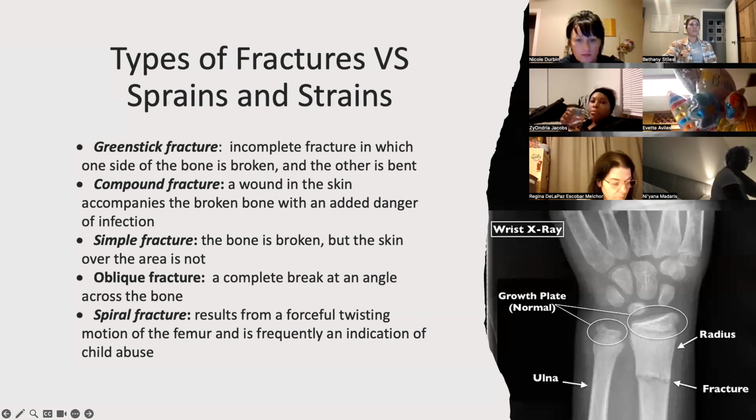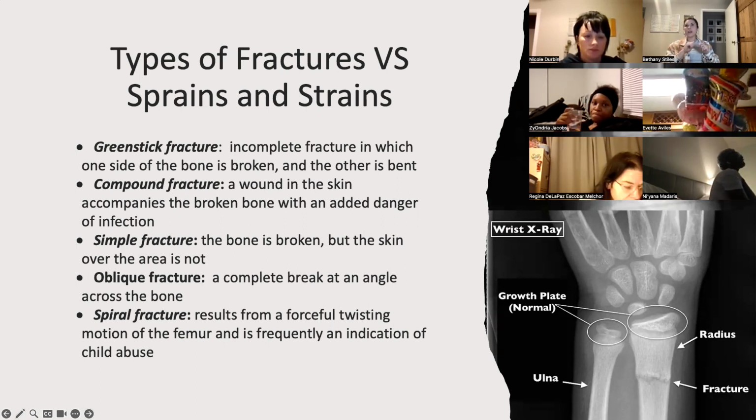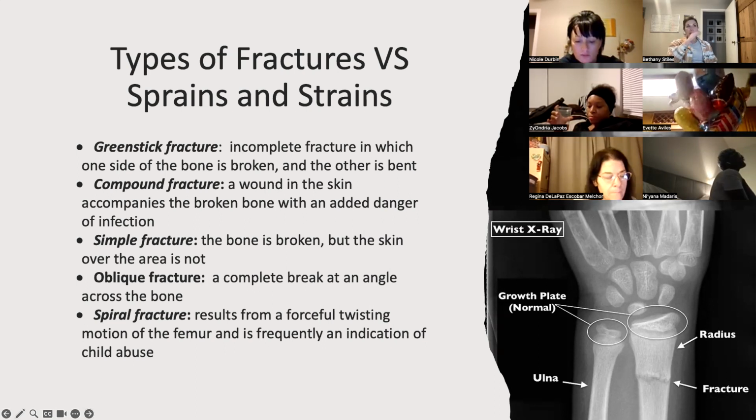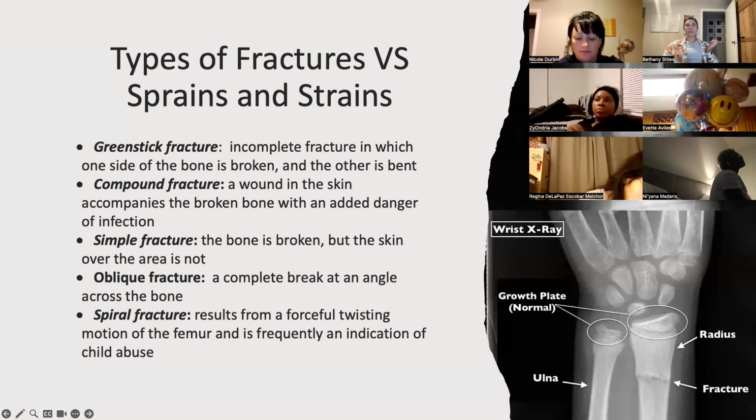So the first one we have is a greenstick fracture. I like to think of this like a tree limb, those really young tree limbs where they snap on one side, but not all the way through. They just kind of bend once they've started to break. So this is going to be an incomplete fracture where one side of the bone is broken, but the other one is just bent. So it's not a complete break.